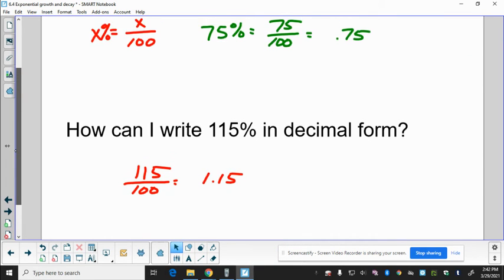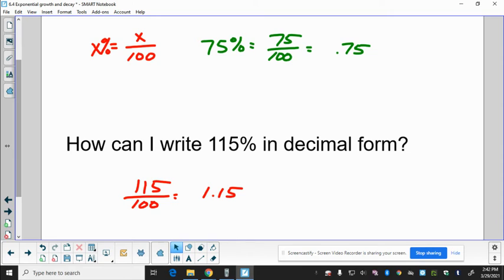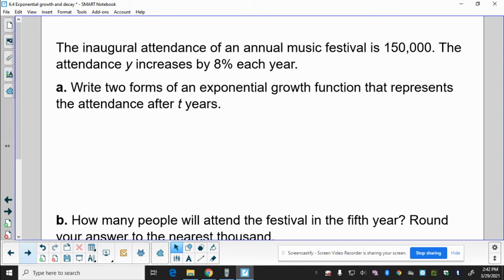Keep that in mind. Look at the difference between those two decimals. One is growth, one is decay. The 0.75 is less than 1. That would represent something getting smaller over time if you keep multiplying by 0.75. The 1.15 would represent something growing 15% more every instant. So let's go ahead and take a look at a couple questions, see if we can answer some of these.